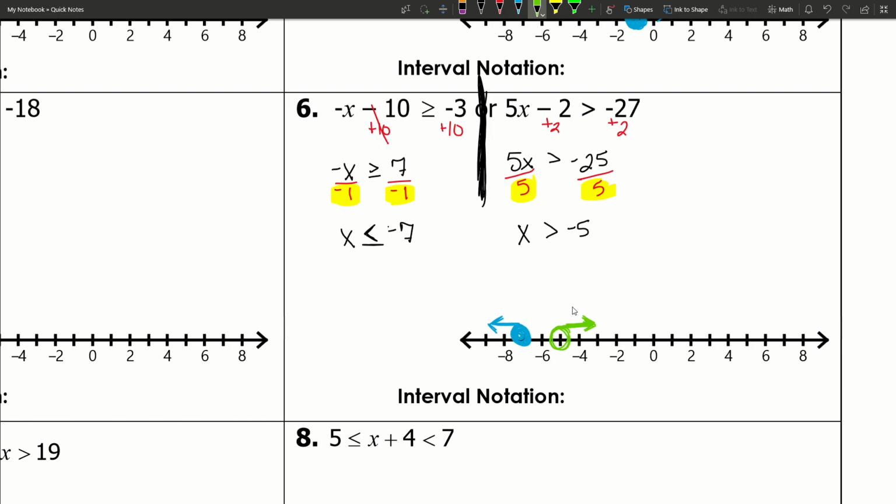Remember, our OR functions are always going to point away from each other, just as they're doing here. Our OR functions will never touch. If they do touch, then either you screwed up or we're not doing an OR function.